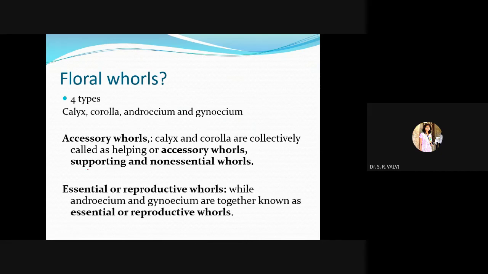Now, essential, these are two. We know that androecium and gynoecium are essential, as they are taking part in reproduction. Now, which flower is called a complete flower? Which flower is called an incomplete flower, right?